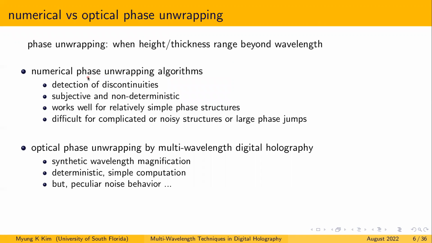Numerical unwrapping is usually based on detection of discontinuities and can be subjective and non-deterministic. It can run into difficulties if the phase profile is more complicated, noisy, or has large phase jumps. Multiple wavelength optical phase unwrapping offers an alternative approach based on synthetic wavelength that can be much larger than the single wavelengths.